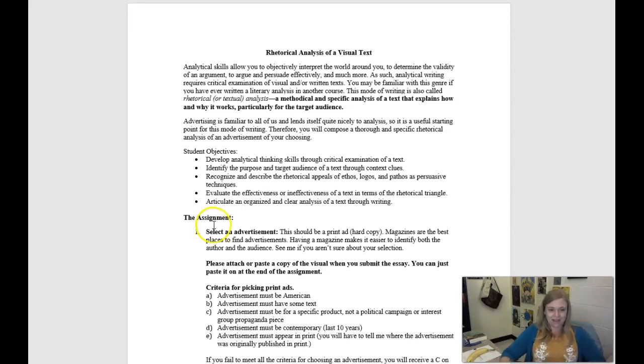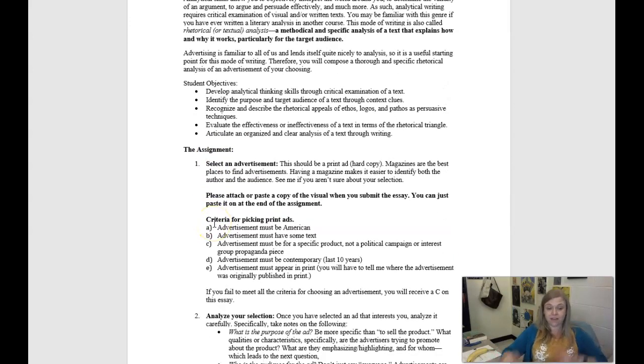Okay, so then the assignment, you need to select an advertisement. I want it to be a magazine ad. And I know that you might think I'm asking you a lot. You don't have to get a subscription. You don't have to go buy anything. If you go to Coastal, you can look at like 1 million magazines.